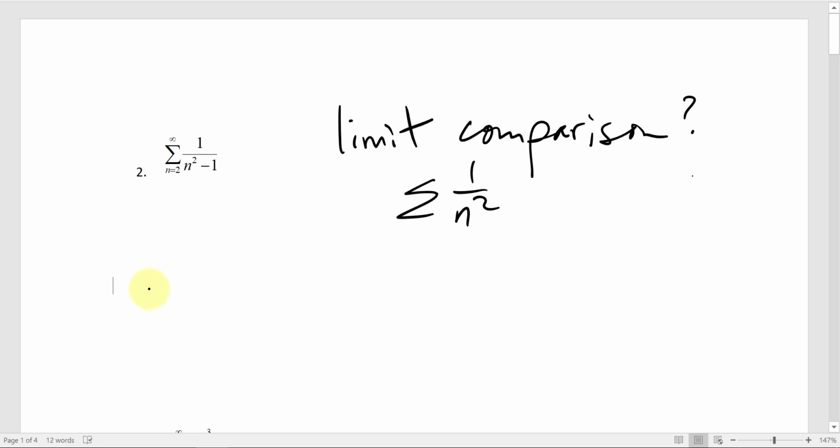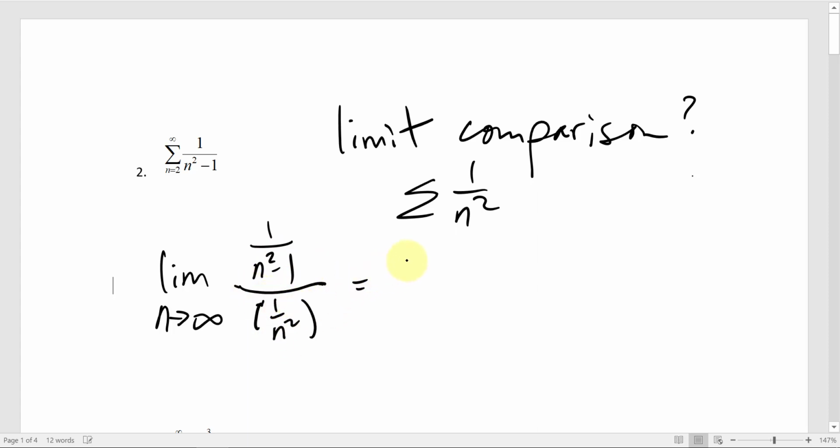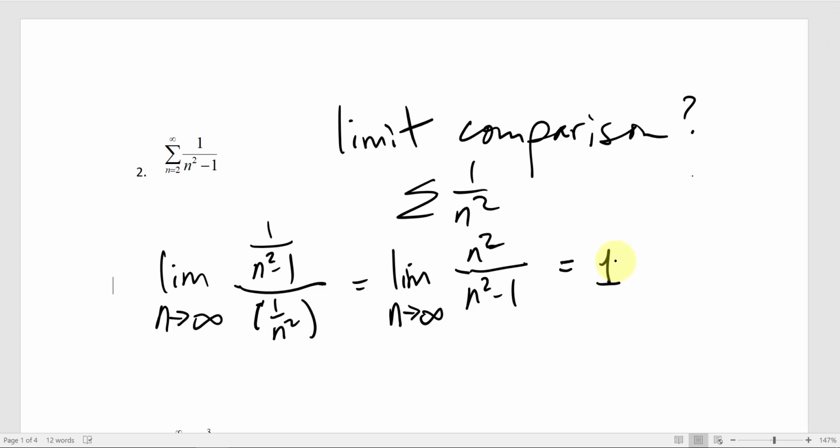And when you do limit comparison, you'll take a limit. What I do is put the series that I think of in the denominator, and the function that's given on the top. So let's write the given series over 1 over n squared on the bottom, and simplify that. Of course, because these are the same degree and they're polynomial, you can conclude that the limit here is 1.